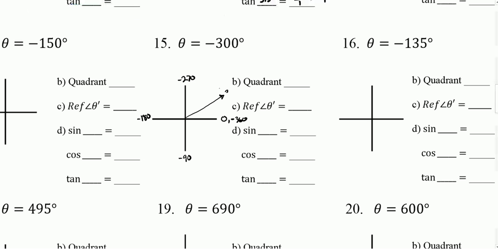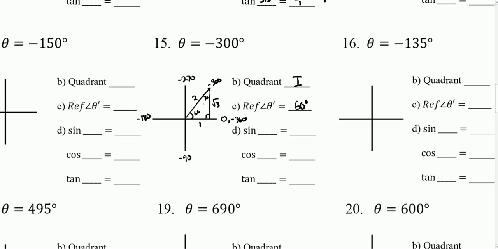Probably close. It's actually closer to the 270, so let me resketch this. So negative 300 about right here, and we get this reference angle. So we're in quadrant 1 with a reference angle of 60 degrees, because that's the difference between 360 and 300. So opposite 30 we write 1, opposite the 90 we write 2, opposite 60 we write root 3.